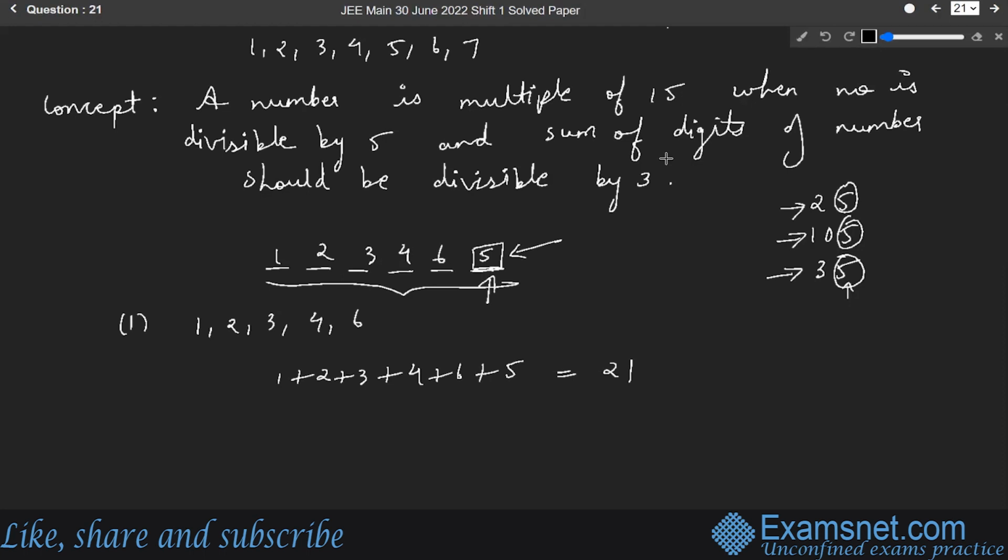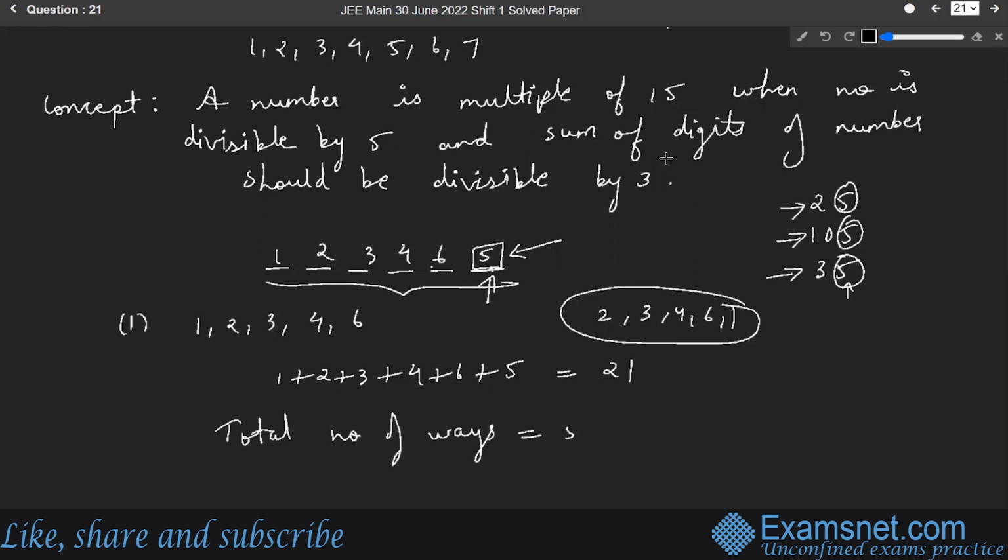Okay, one digit is fixed. So the remaining 5 digits can be swapped also, right? For example, it can be written as 2, 3, 4, 6, 1. Okay, it is the same set, meaning we can arrange the digits in different ways. So the total number of ways for 5 digits will be 5 factorial. I hope it is clear to you. We have 5 digits, and one digit can be placed in any of the 5 places. So for one digit, we have 5 possible ways to place it. So for 5 digits, we have 5 factorial ways.